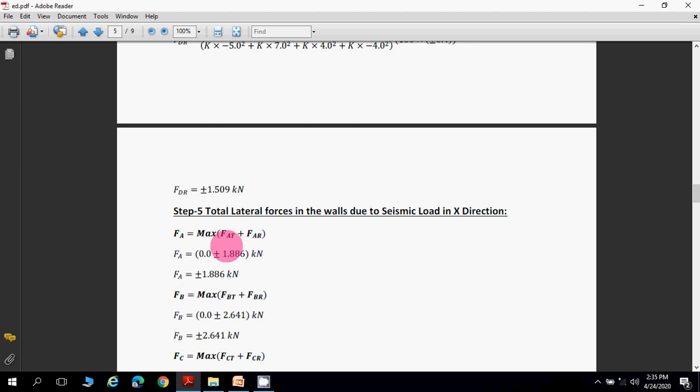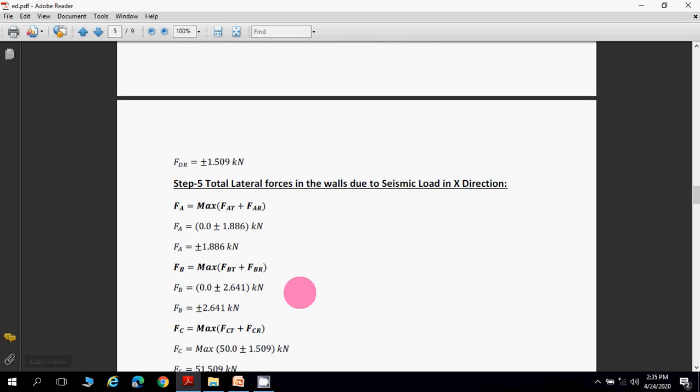The lateral force due to translation in wall A is 0, because we are considering the seismic load in the x direction, and wall A and wall B are situated in the y direction. So F_AT is 0, and putting in the value of F_AR, which is plus or minus 1.886, we get F_A equal to 1.886 kilonewton.